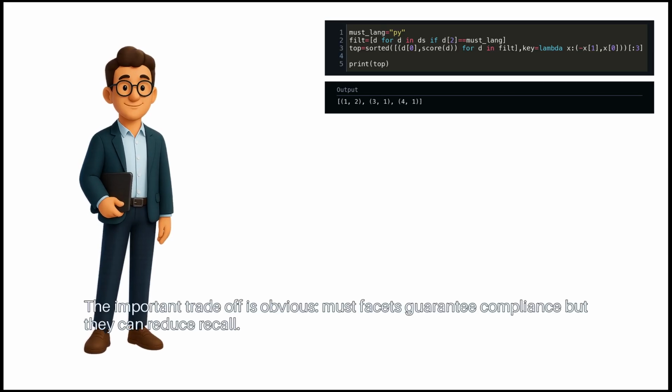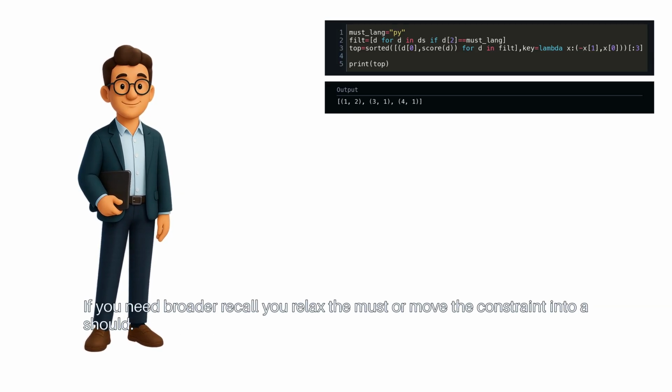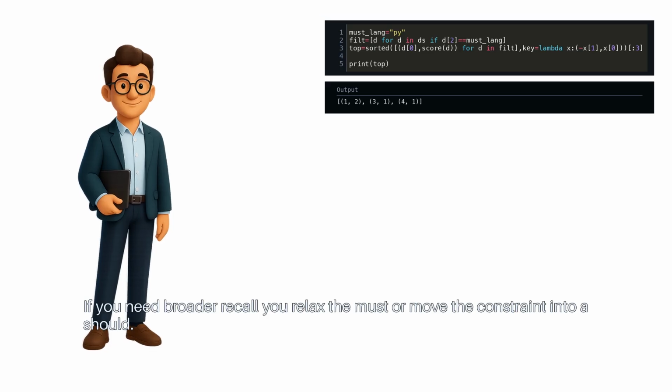The important trade-off is obvious. Must facets guarantee compliance, but they can reduce recall. If you need broader recall, you relax the must or move the constraint into a should.